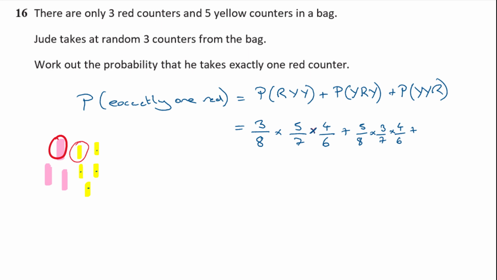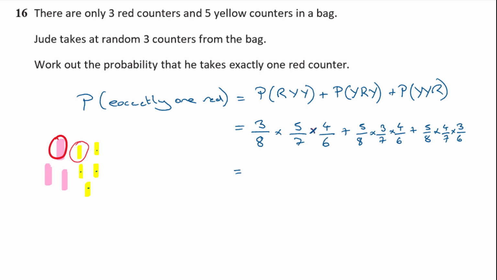And then finally, probability of yellow, yellow, red. Probability of yellow on the first draw, I already said, was 5/8. Probability of yellow on the second draw is going to be 4/7: 1 less yellow, 1 less counter. And then finally, probability of red on the last draw. There are 3 reds still because I haven't pulled one out yet. There are 6 left, so that's 3/6. Okay, so that's that. Whew.